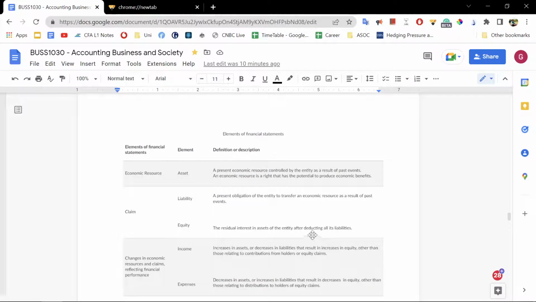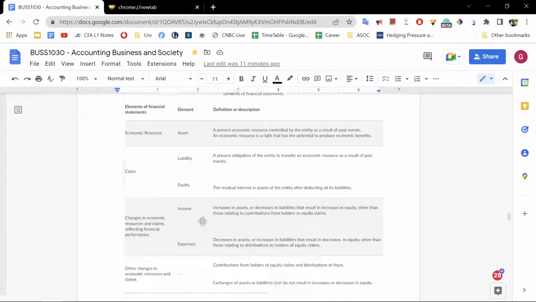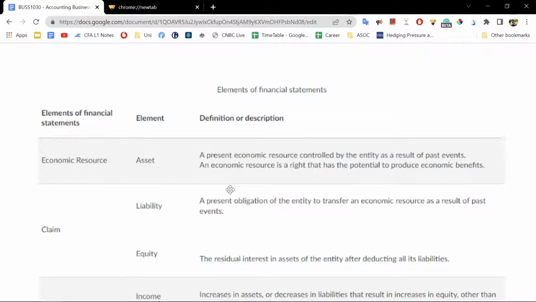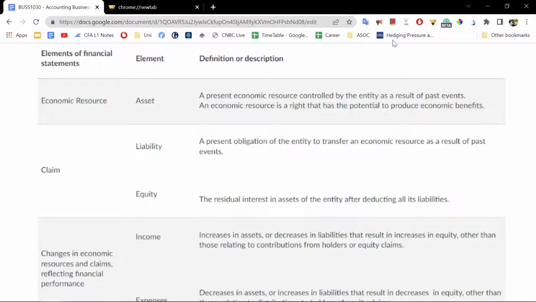All right. So elements of the financial statement, we can see three main types: assets, liabilities, and equities. Assets are economic resources because they represent an economic resource controlled by the entity that is expected to result in a positive economic benefit. Claims could be either claims by the owner that is left over, what we call owner's equity, or claims could be liabilities.